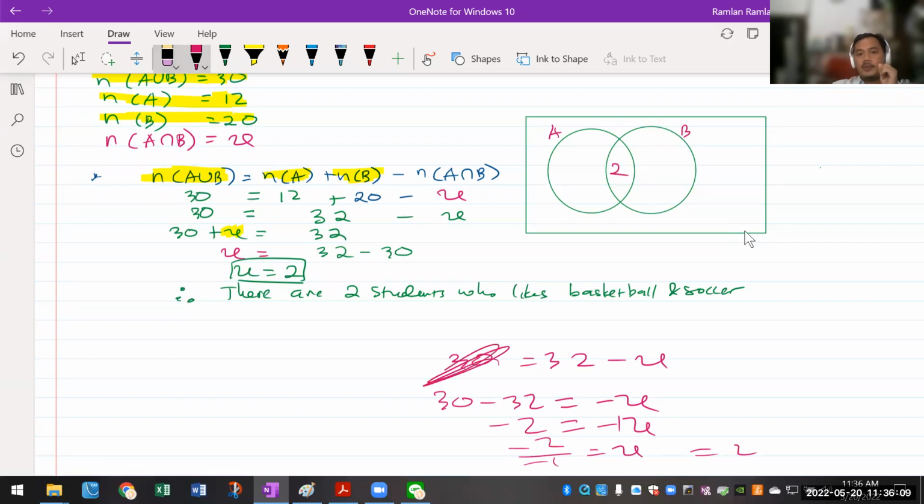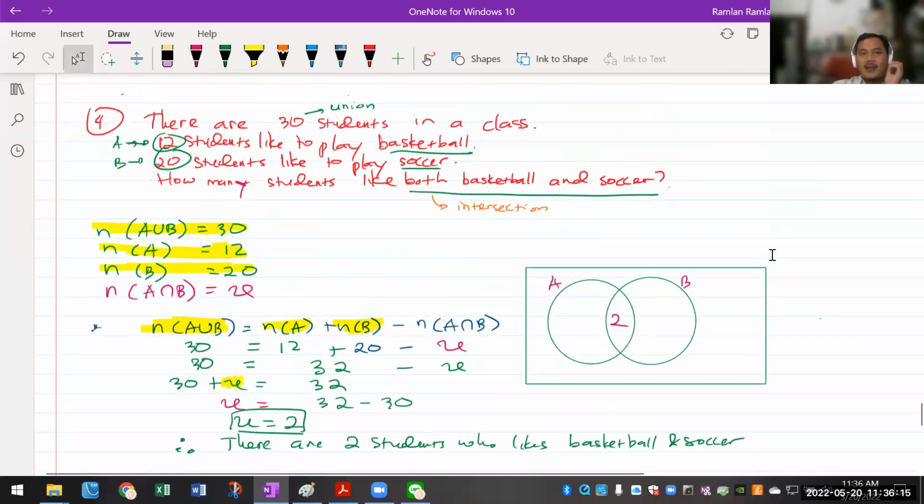Oke, lanjut ya guys. Dikit lagi ya. Saya ulang ya. If I want to know how many students who only like basketball, caranya gini. Berarti kan itu ada di sini ya guys. Ada di sebelah sini ya. Right? That will be like this. Ada 12 yang suka basket. Dari 12 itu ada 2 yang juga suka soccer. Berarti berapa banyak yang suka basket doang? 10 ya kan? Nah gitu. Jadi kalau ditanya berapa banyak yang suka basketball doang ya 10 orang gitu.